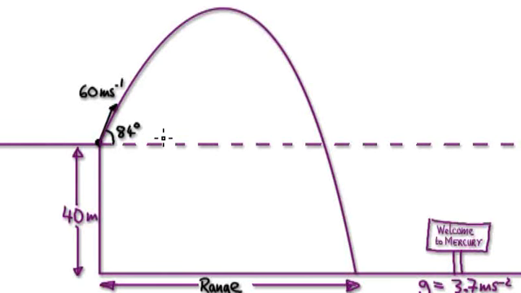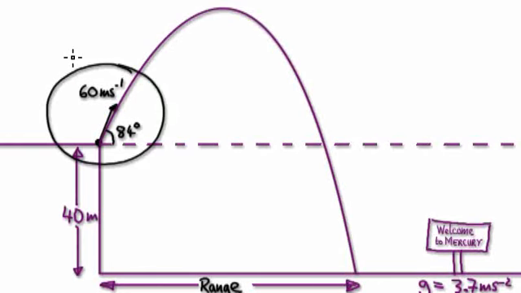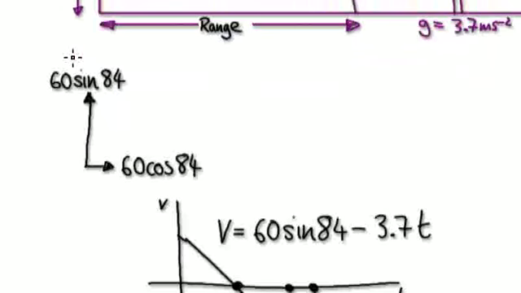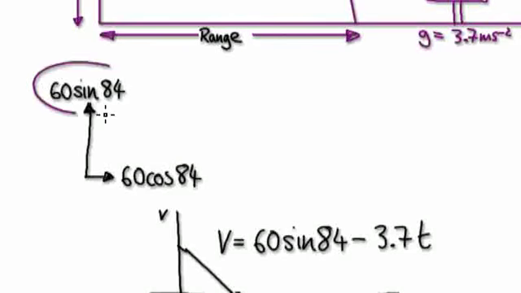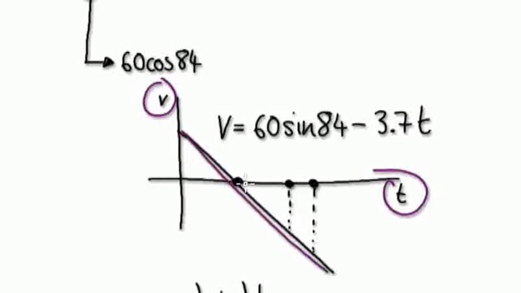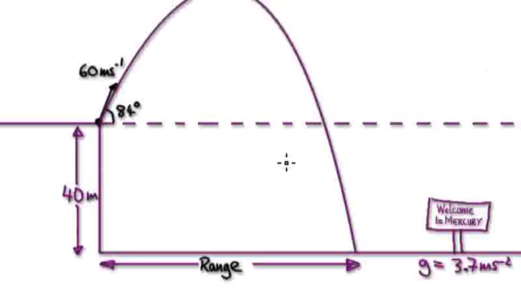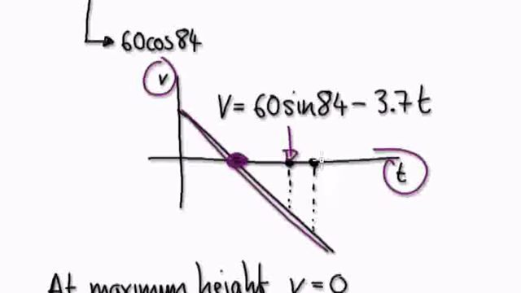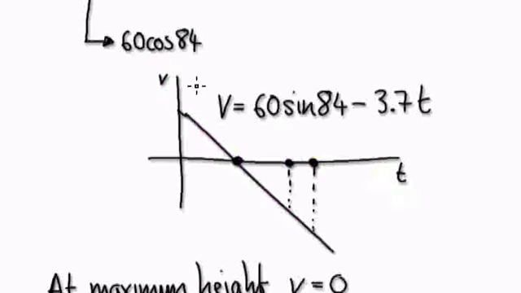Okay, so as usual, break this bit up. So the vertical component would be this, horizontal component would be this. Jump to your velocity time graph, and it should look like this. Maximum height is here. This point here is this point here. And this point here, the landing point, would be here. Anyway, your velocity time graph will look like this.